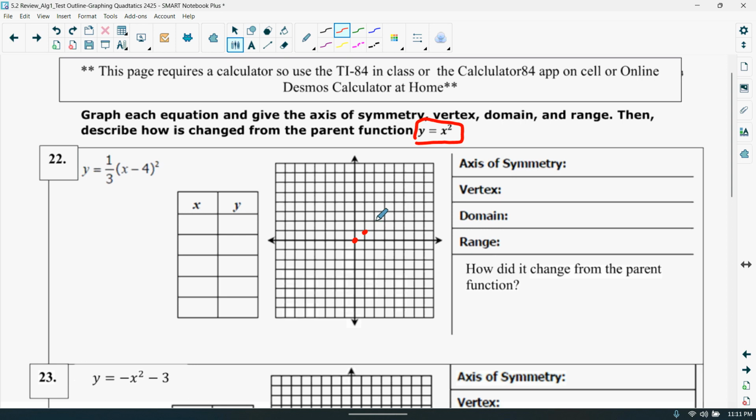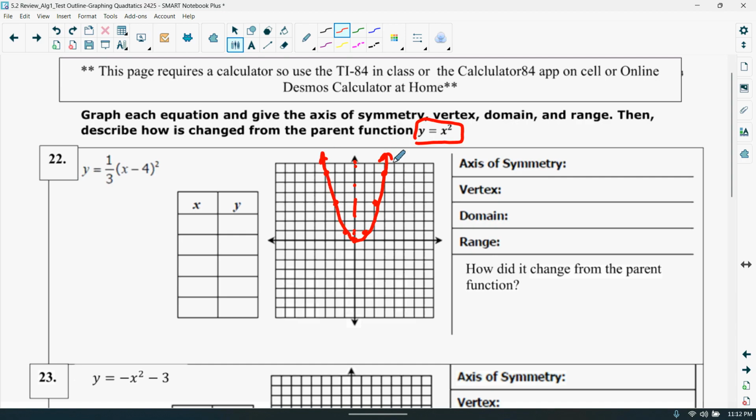1, 2, 3, 4. And then I think this was 9. So our axis of symmetry is going right here through the middle. And then we can just reflect the point. So 1 unit to the right means 1 unit to the left. 2 units to the right, 2 units to the left. 1, 2, 3, 1, 2, 3. Okay, so here is our parent function.